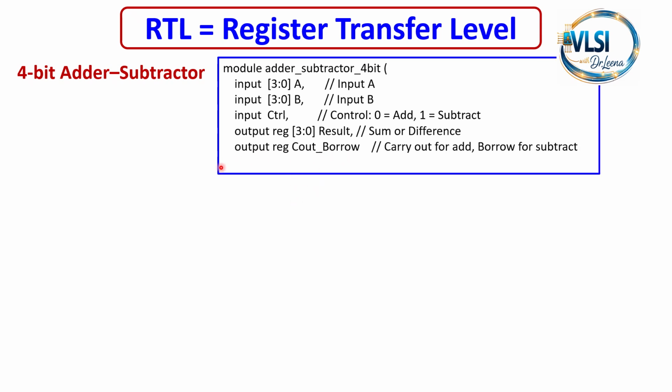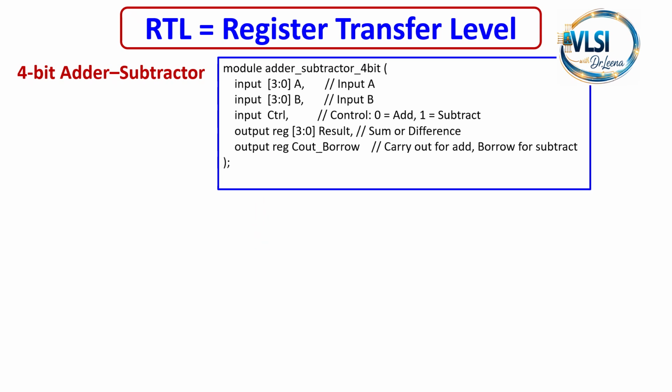The next output we are giving is cout and borrow. This cout and borrow indicates that cout is for addition and borrow is for subtraction. And we know reg is used because the value is assigned inside an always block. Once we have assigned the inputs and outputs, we close the bracket. We have closed the bracket now.